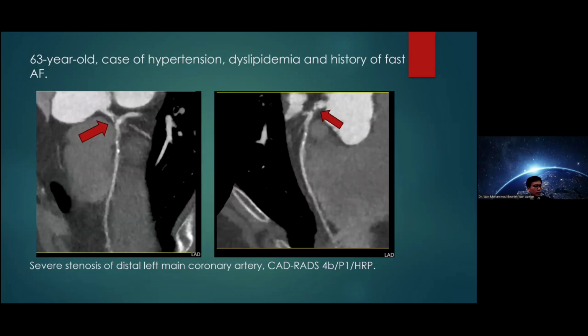And this is a 63-year-old case of hypertension, dyslipidemia, and fast AF. CT done showed a mixed lesion, calcified and non-calcified, with spotty calcification at the distal left main artery. Due to the high-risk features, we give CAT-RADS 4B with high-risk plaque features. And this patient, we immediately called the cardiologist. The patient actually did a coronary artery bypass graft 1 week later.